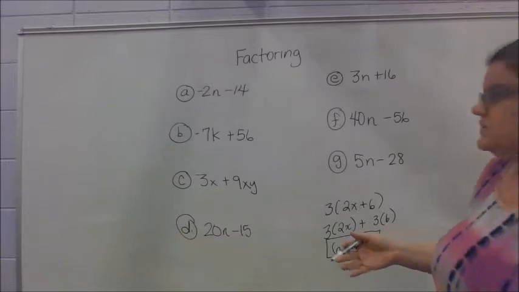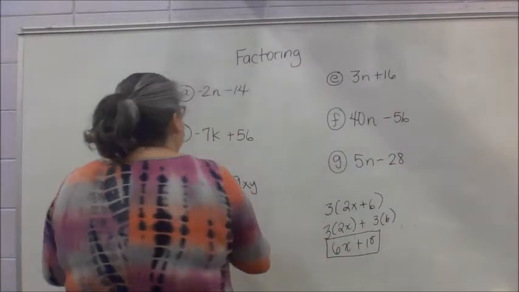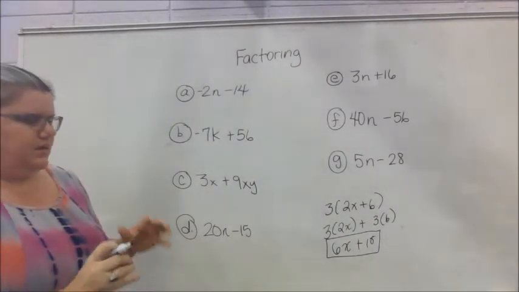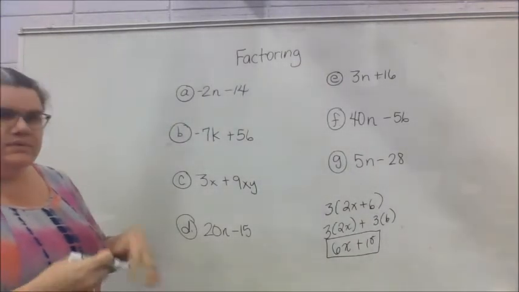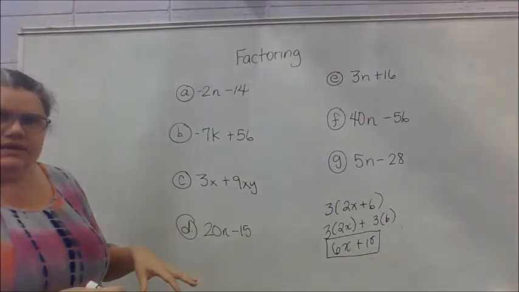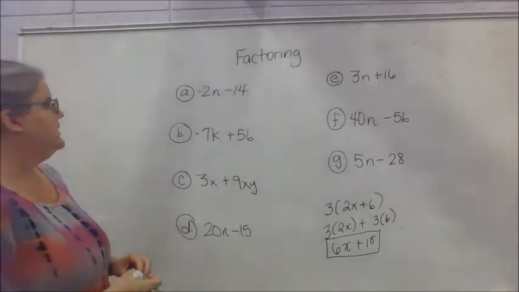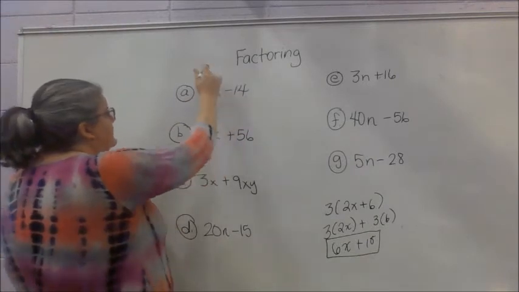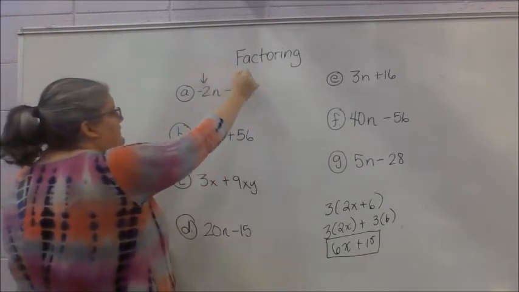So when we factor these expressions, we're basically looking for what we would use to simplify a fraction. So we're simplifying this, we're taking a piece out. So we're going to look for the greatest common factor between this coefficient and this constant.